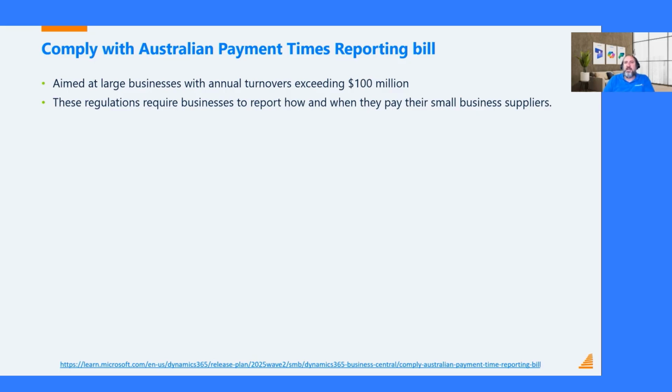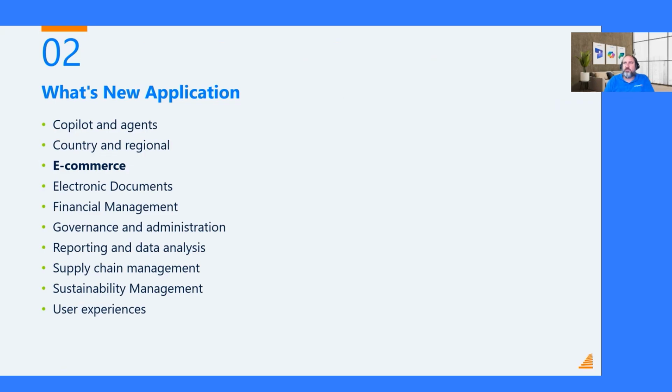Also in Australia, they have a payment times reporting bill for companies that exceed a turnover of 100 million Australian dollars. And they need to legally have this functionality in their system. So that's been announced for the release of this version of Business Central.